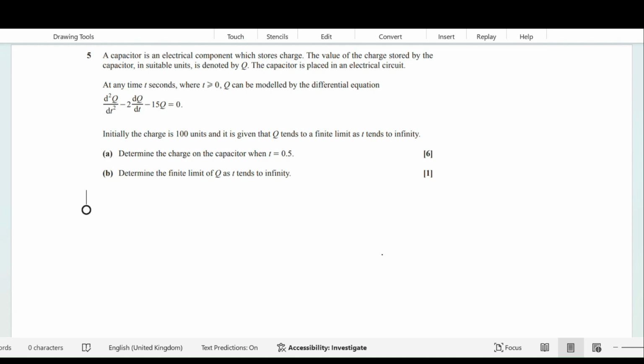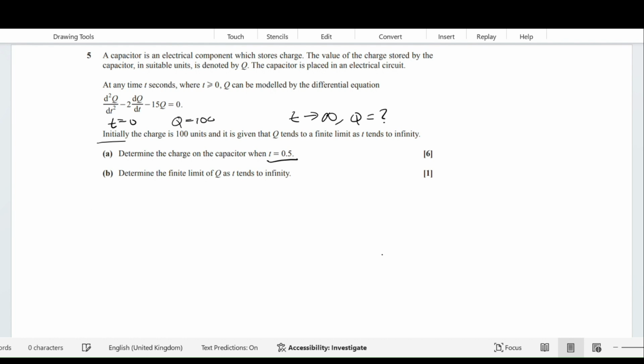Initially, so when you see the word initially, straight away you should think of t equals 0. So when t equals 0, the charge is 100 units, so Q is equal to 100. And it's given that Q tends to a finite limit as t tends to infinity. So we'll write that down as well. As t tends to infinity, Q has some value which we don't really know yet. So then we say determine the charge on the capacitor when t is equal to 0.5.